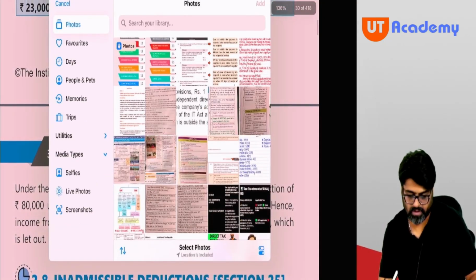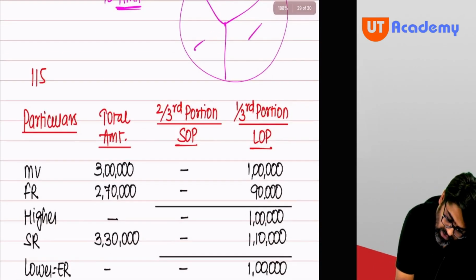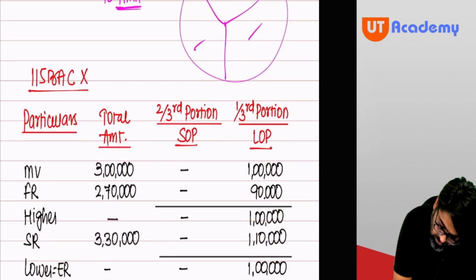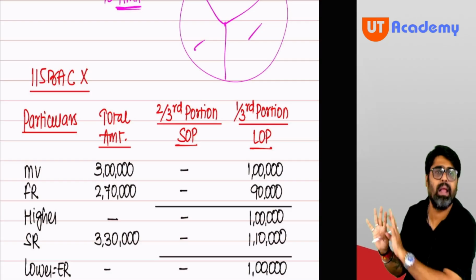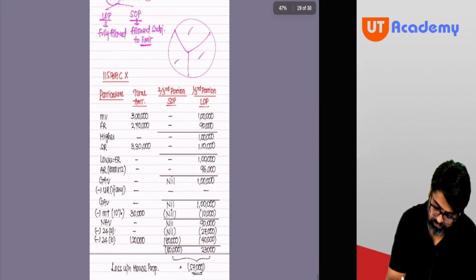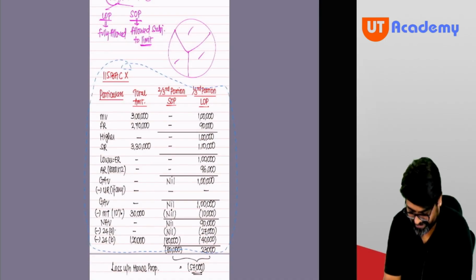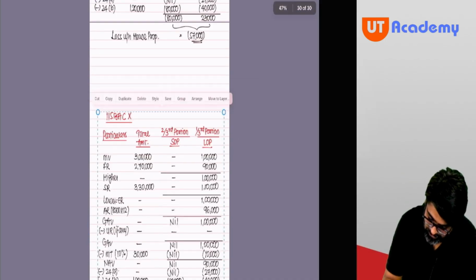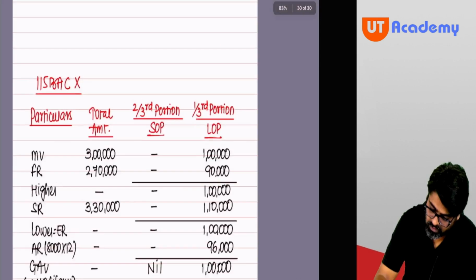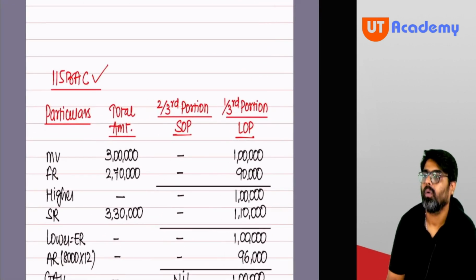This we have solved, assuming that 115 BAC is not fulfilled. Now in this same question, I'll keep the entire presentation the same. What will you do? Pay attention. Copy, paste, paste. Now what I will do, I will assume that the assessee is following 115 BAC.